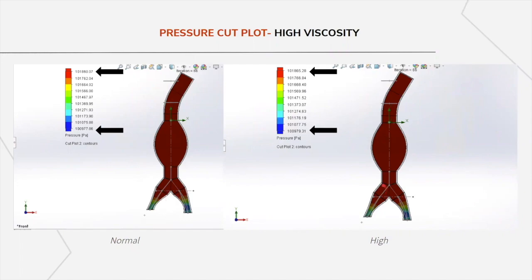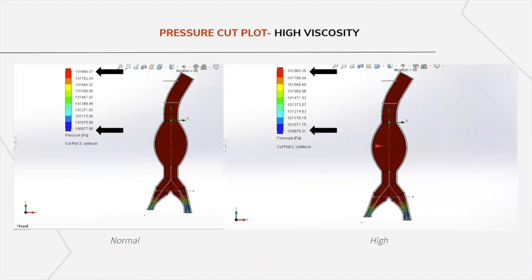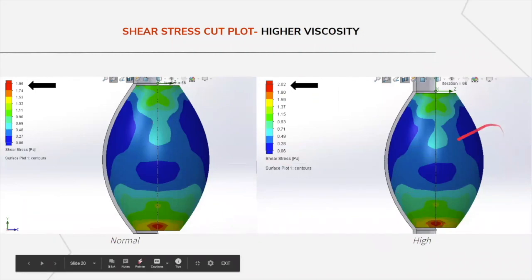We see a bit of change in the pressure cut plot, but it's basically not changing. What's most interesting in the pressure cut plot is the distribution of the pressure. We see here a lower pressure, and here a higher pressure. In the shear stress, as we expected, the model with the higher viscosity increased the wall shear stress, but the pattern is basically the same.